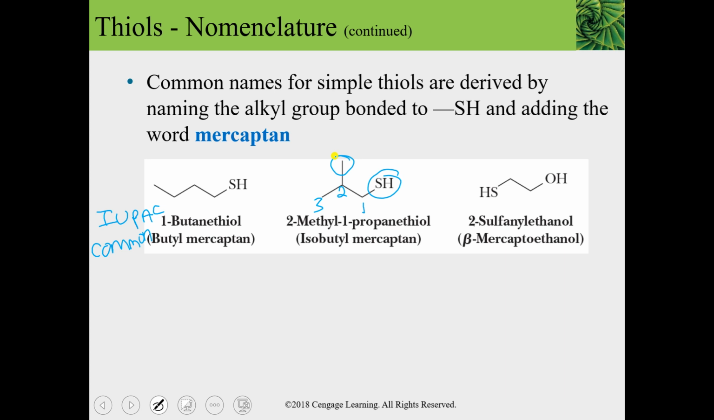This is where it becomes important for numbering on the third one. Hydroxyl will get priority over the thiol group in order of lowest carbon number. So 2-sulfanylethanol or beta-mercaptoethanol. Why? Because this is a beta carbon. It's up.